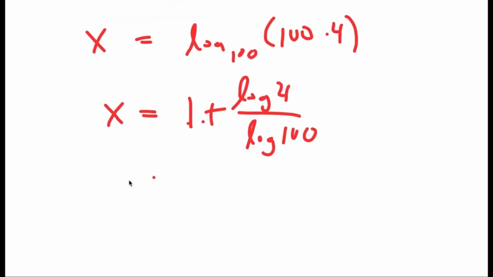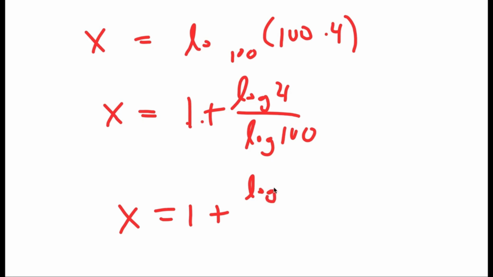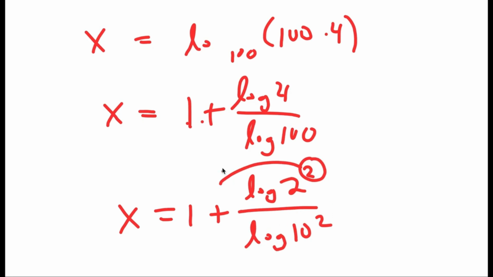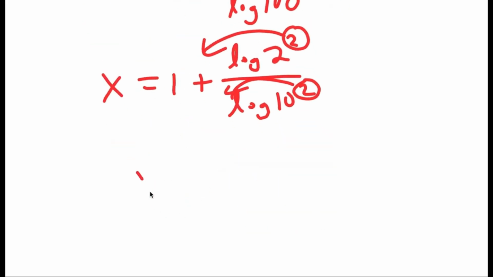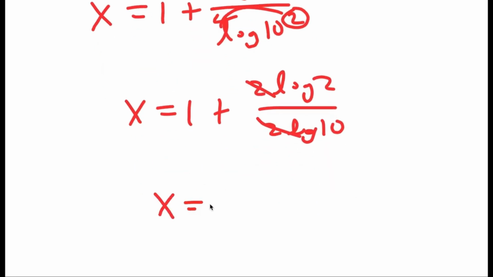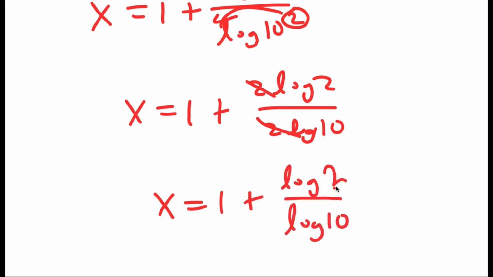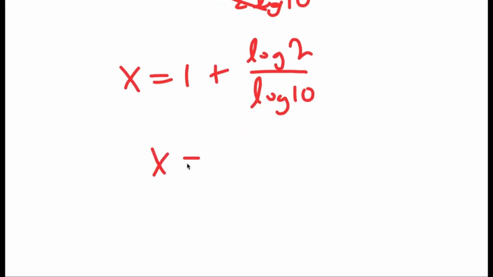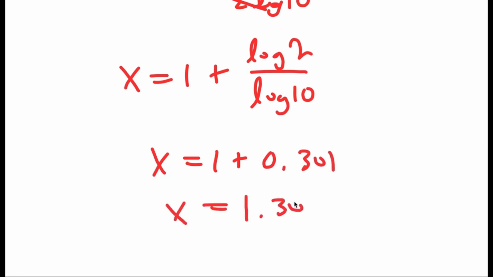So now log of 4 is the same thing as log of 2 squared. And log of 100 is the same thing as log of 10 squared. So I can move the 2 to the front and the 2 to the front over here. So I get x is equal to 1 plus 2 log 2 over 2 log 10. These two cancel out, so I get x is equal to 1 plus log 2 over log 10, which is equal to 0.301. So x is equal to 1.301.